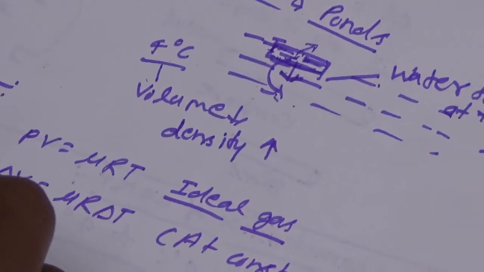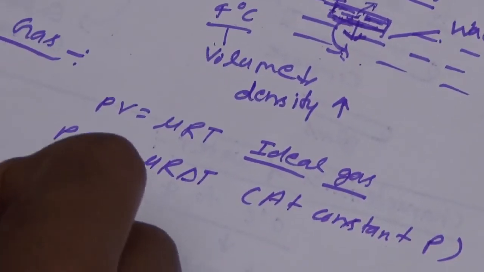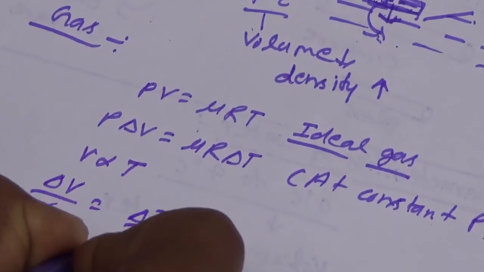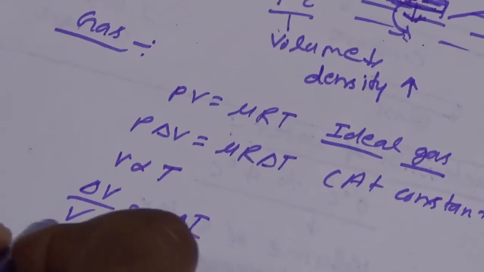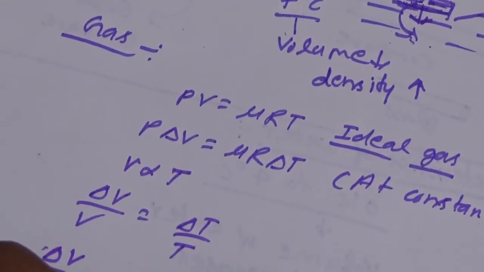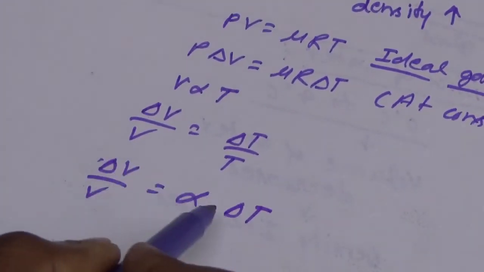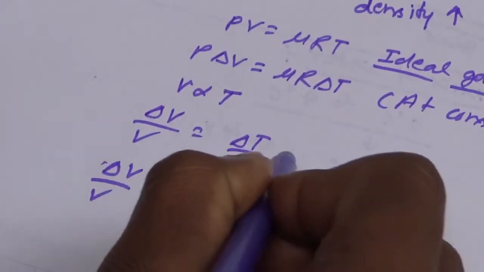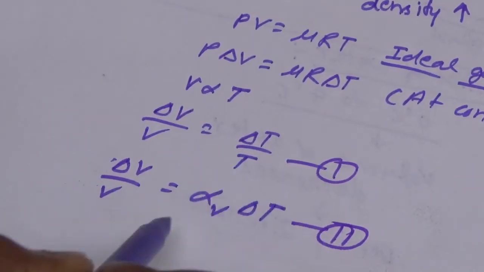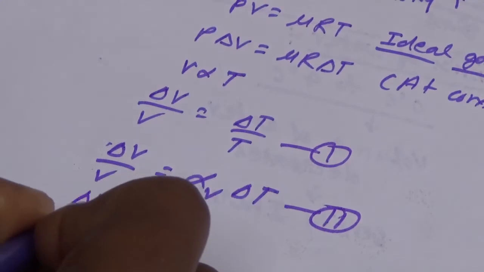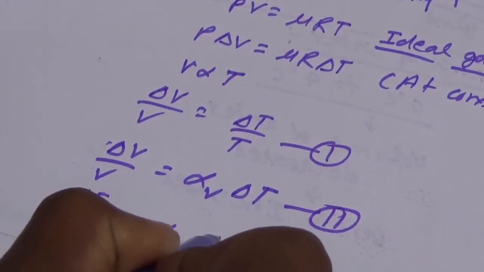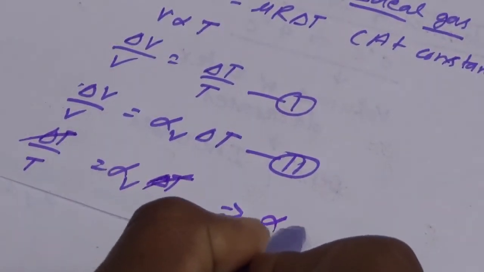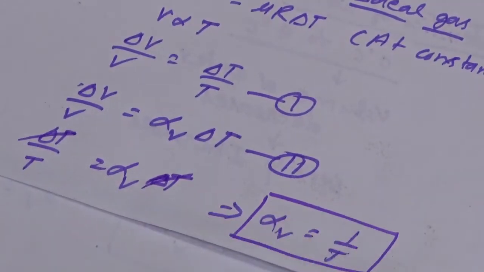Also, we have discussed the change in volume from Charles' law: V is directly proportional to T. From this relation we can see del V upon V is equal to del T upon T. Also we have discussed del V upon V is equal to alpha V del T. This is equation 1 and that is equation 2. From equations 1 and 2, del T upon T is equal to alpha V del T. Del T will cancel out, and we find alpha V is equal to 1 upon T.